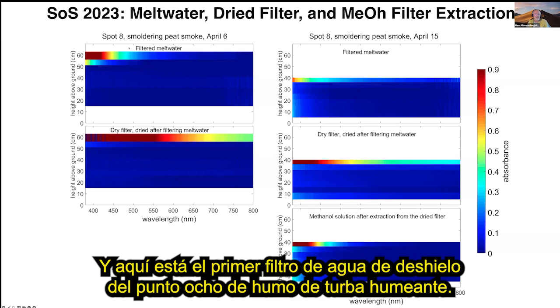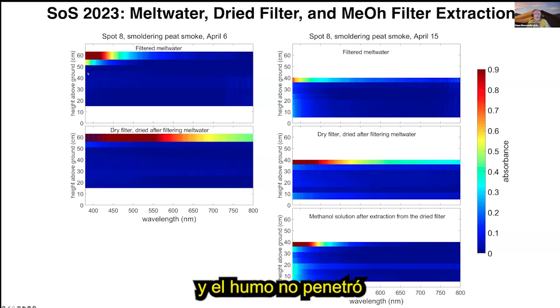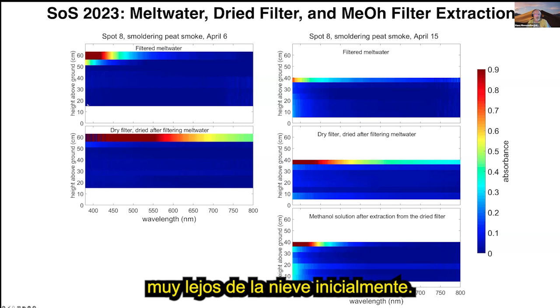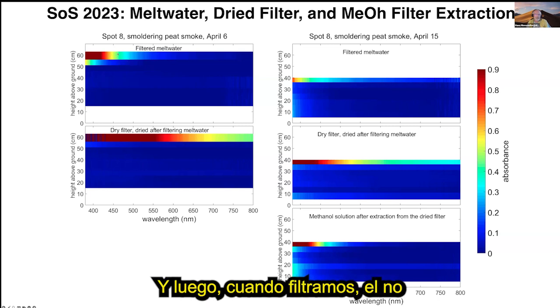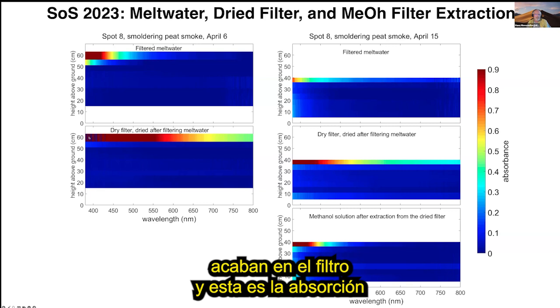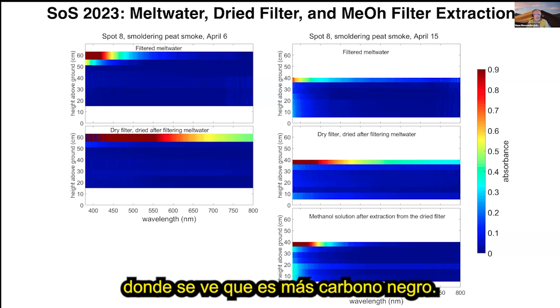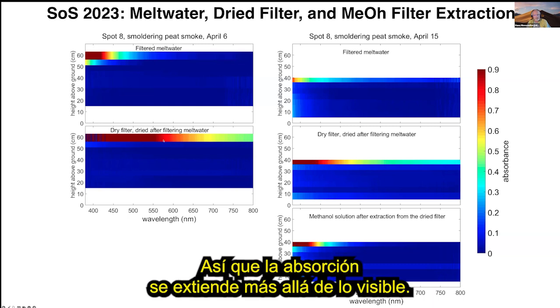And here's first filtered meltwater from spot 8, smoldering peat smoke. We get very strong absorption in the UV, near visible here. And the smoke didn't penetrate very far into the snow initially. And then when we filter it, the non-soluble aerosols end up on the filter. And this here is the absorption spectrum of the dry filter then, where you see it's more black carbon, so the absorption extends further into the visible.